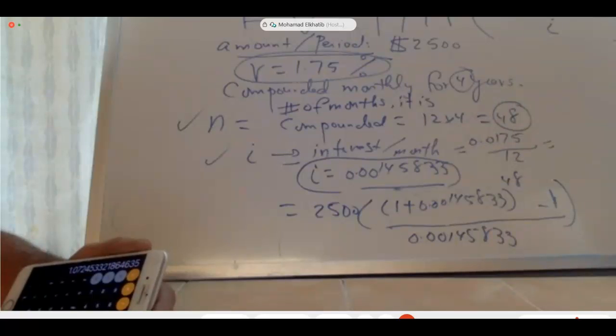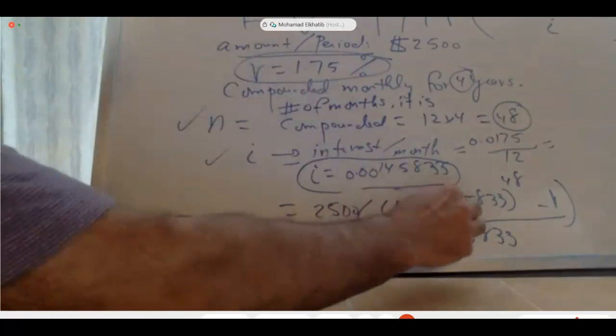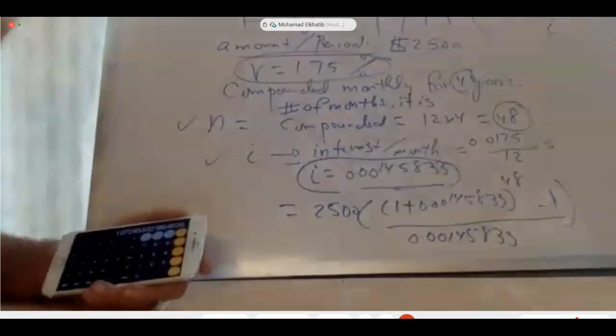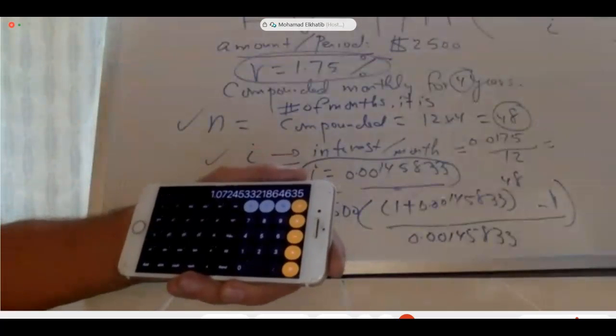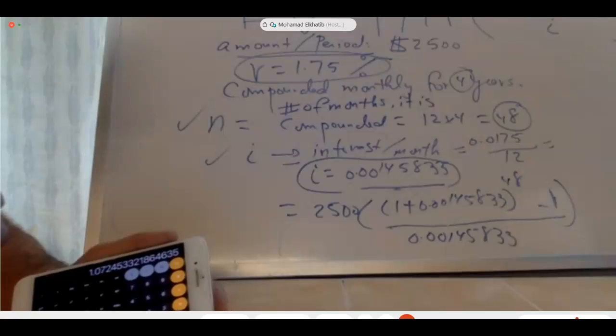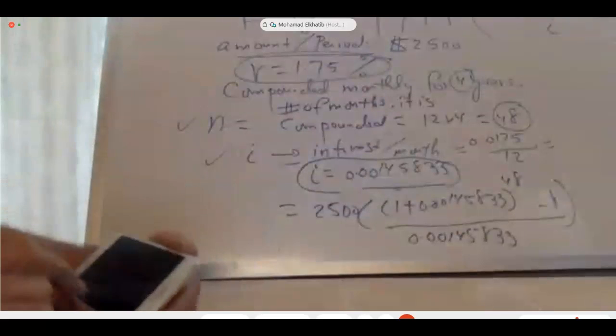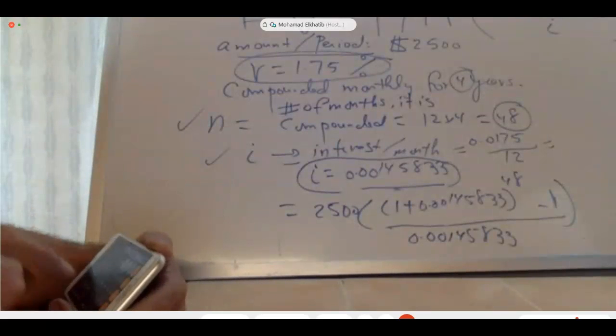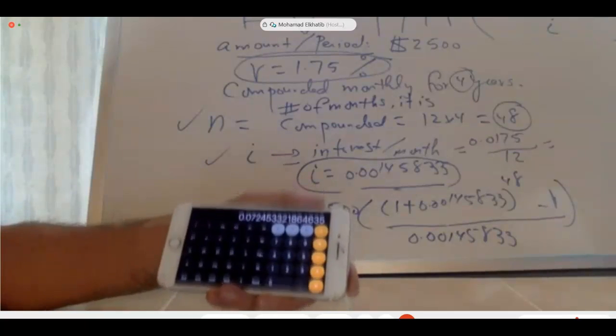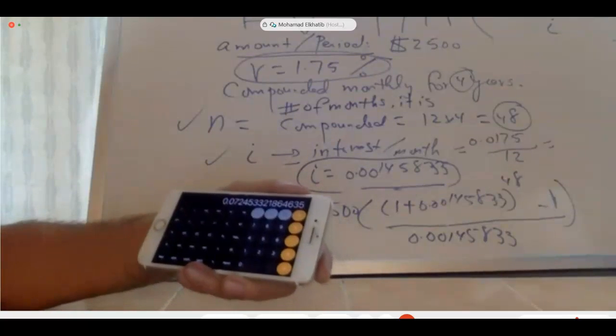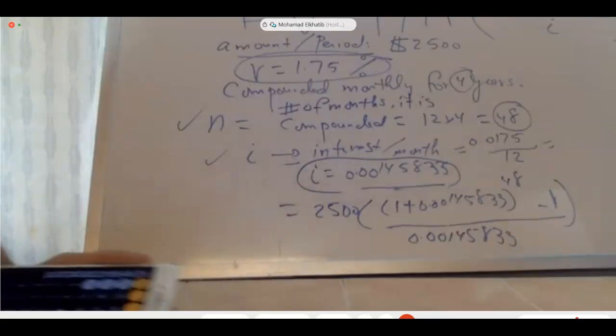We're good? So I added these and raised to the power 48, and I got 1.0724 and a bunch of other numbers. Are we good, class? Yes or no? Okay, now minus 1. So put minus 1. Minus 1 equals. When I subtracted 1, guess what I got? 0.0724 and a bunch of numbers.